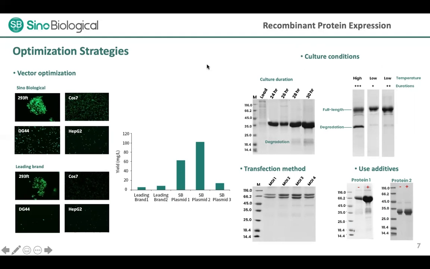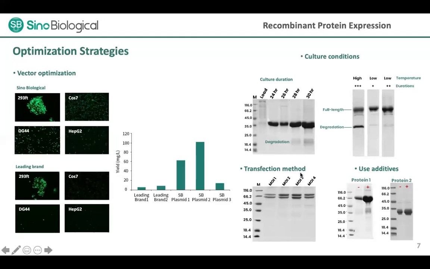And then comes the downstream processes, which include the condition of the culture, how much time we would like to use. Sometimes the longer the culture, the more cell deaths, and thus more release of cellular proteases, which will cause degradation of the target proteins. And of course, the temperature is also an important factor in terms of protein stability and protease release.